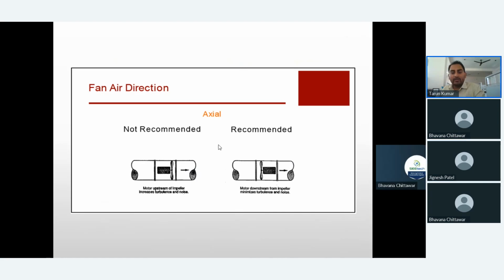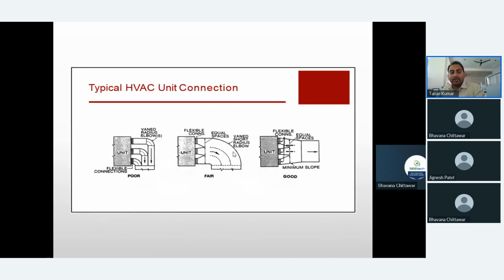As I told, we have to take the axial fan from the impeller to motor side, when you want better efficiency from the fan in a lesser size. When you have some branches, you can see 3 kinds of installation photographs we have put in: one is poor, one is fair, and one is good.